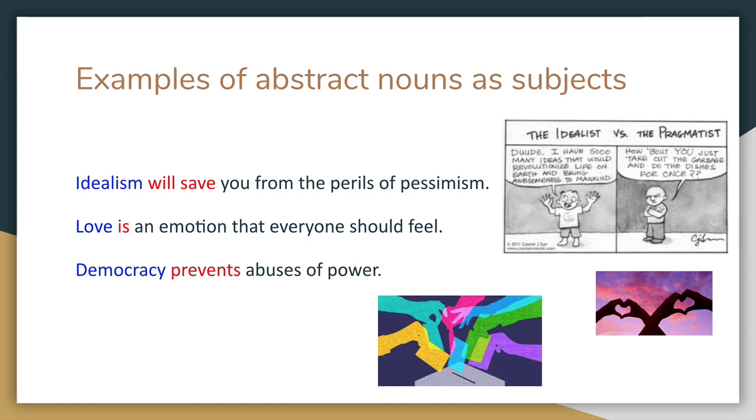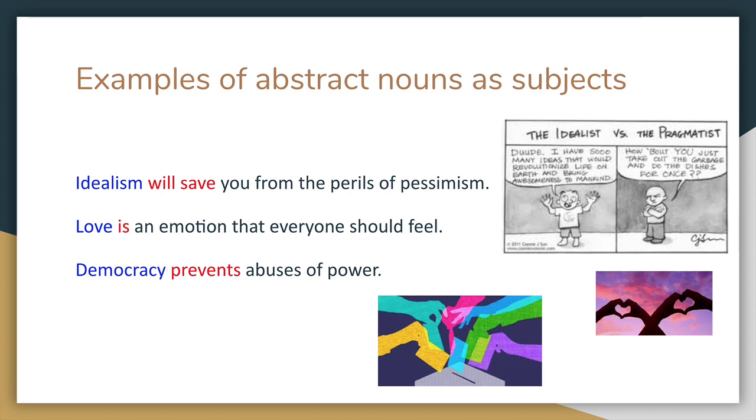The next example is love is an emotion that everyone should feel. Love is our subject. You can't touch it. It is an abstract noun. And then finally, democracy prevents abuses of power. Democracy here is the subject of our sentence. It is a noun, but again, you cannot touch it.